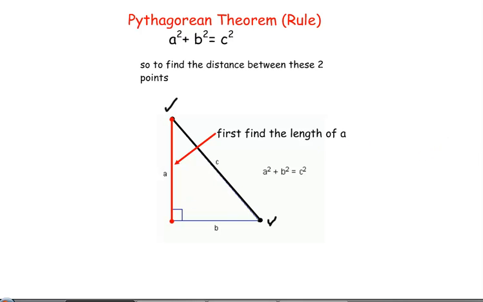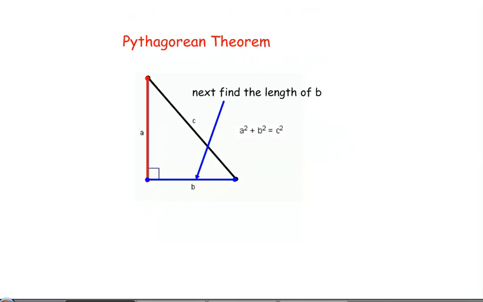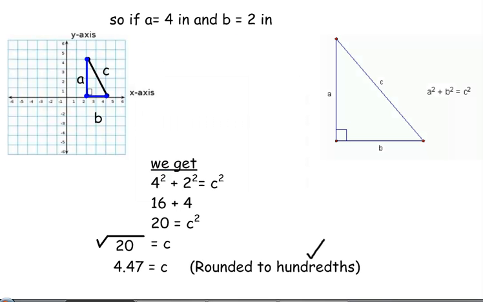And after that, that's the vertical distance. And then I'm going to find the length of B, the other leg. That's the horizontal distance. And then I'm going to apply the Pythagorean theorem. So I'm going to apply my A squared plus B squared equals C squared, find out what A is, find out what B is, and then calculate what C is.